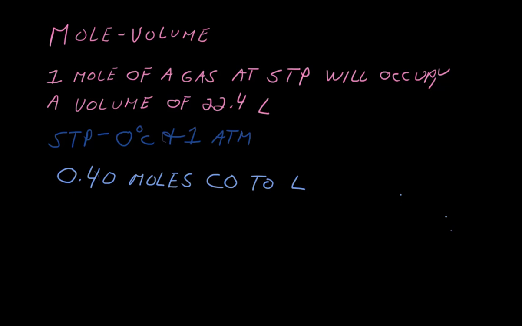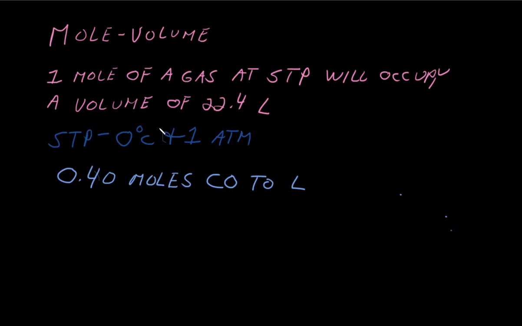One mole of a gas at STP will occupy a volume of 22.4 liters. That's for any gas, and this is a standardized relationship. STP, standard temperature and pressure, is 0 degrees Celsius and 1 atmosphere. So we'll look at a couple problems. We'll take moles to liters, and we'll take liters to moles.